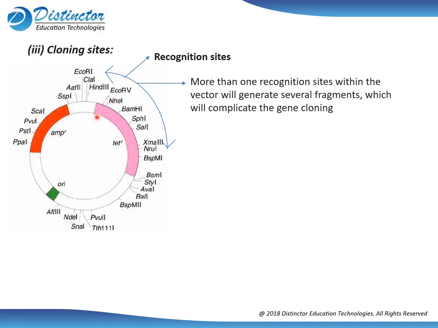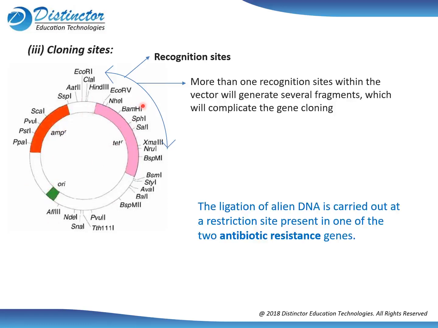Let us take EcoRV. If there is more than one EcoRV site, it is difficult to tell which region will be cut. That is why the vector has only one recognition site for each restriction enzyme. The ligation of an alien DNA is carried out at a restriction site which is present in one of the two antibiotic resistance genes.